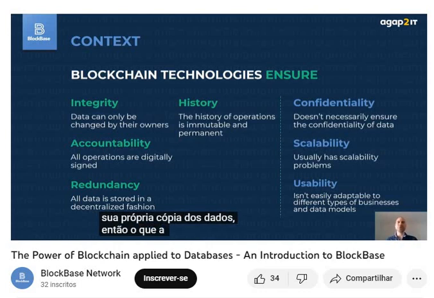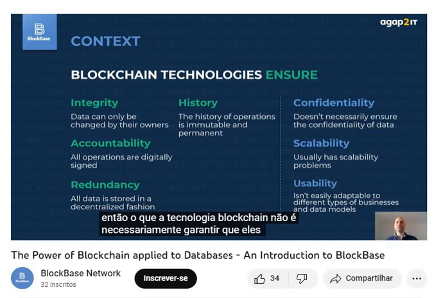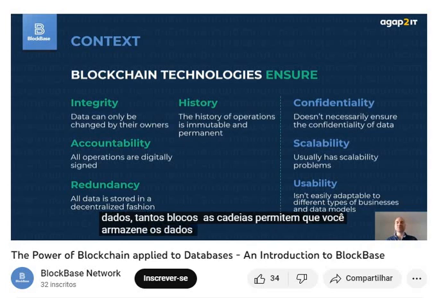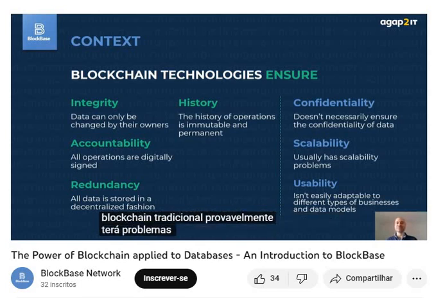So what do blockchain technologies not necessarily ensure? They do not necessarily ensure confidentiality of data. Many blockchains enable you to store the data completely open on the blockchain, and that's a problem if you want to store databases, for example, of your business. If you store them on a traditional blockchain, probably you'll have problems because the data will be public and will be distributed across the world, and that's perhaps one thing that you want to avoid.